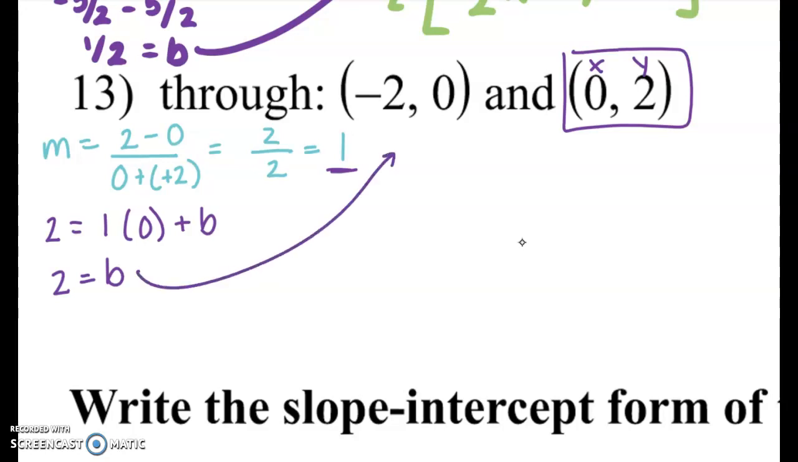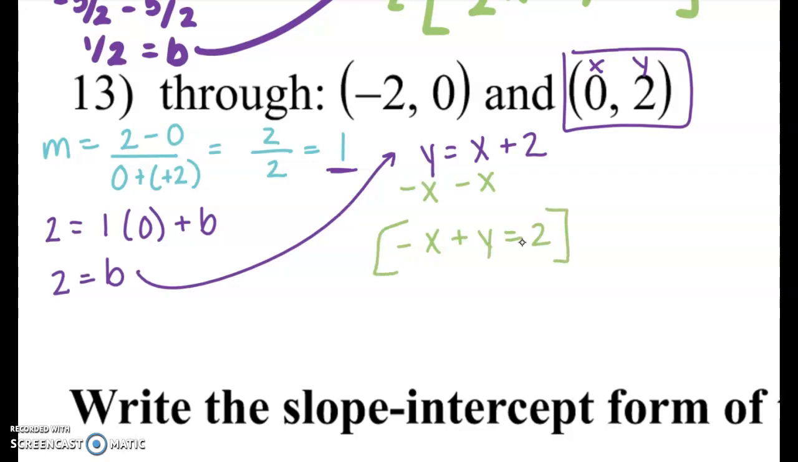So now I'm going to write the equation of my line. So y is equal to 1x or just x. I normally just write it with x, but feel free to put the 1 there, plus 2. So then to get this into standard form, first thing I'm going to have to do is subtract x from both sides. So negative x plus y is equal to 2.